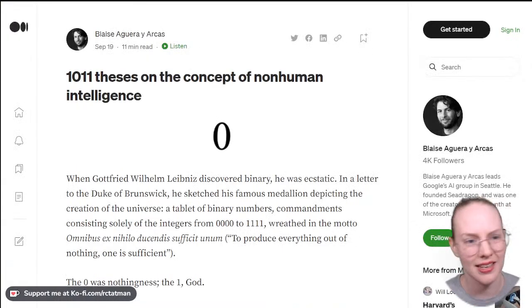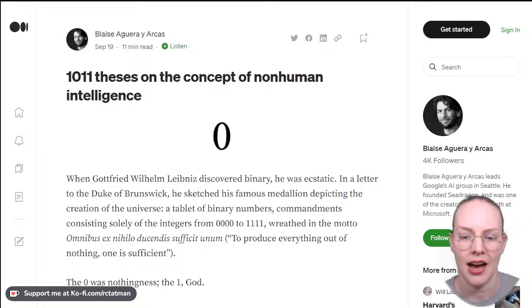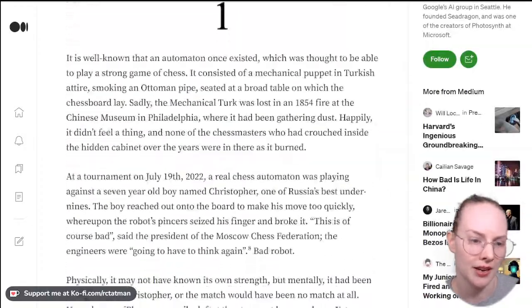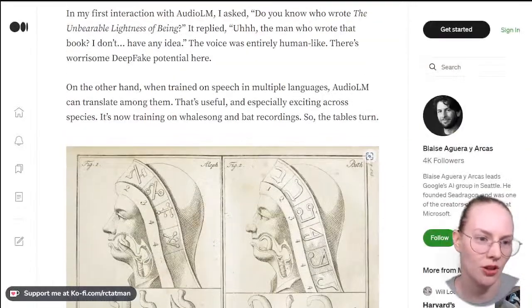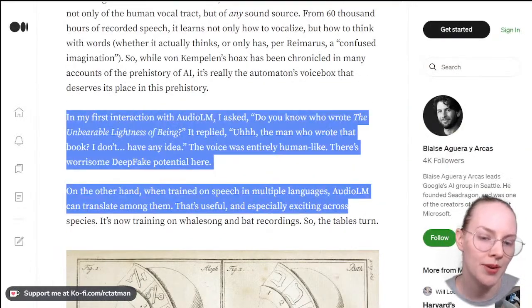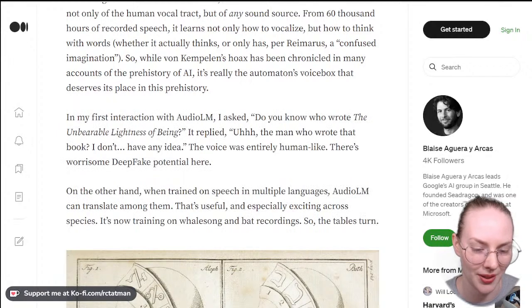And this is kind of a long, rambly thing by Blaze, who leads the Google AI group in Seattle. I'm not going to go through the whole thing, again, kind of long and rambly. But it's this piece on the end that made me go like, that's the field.